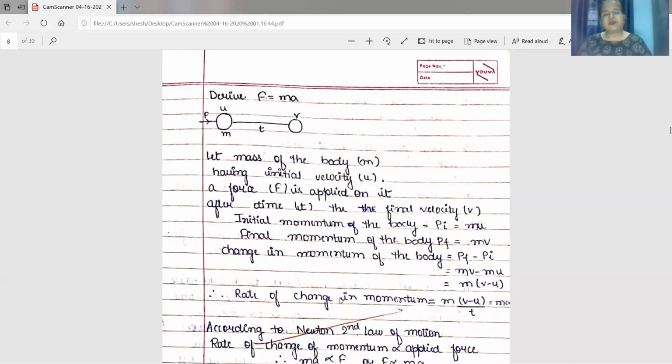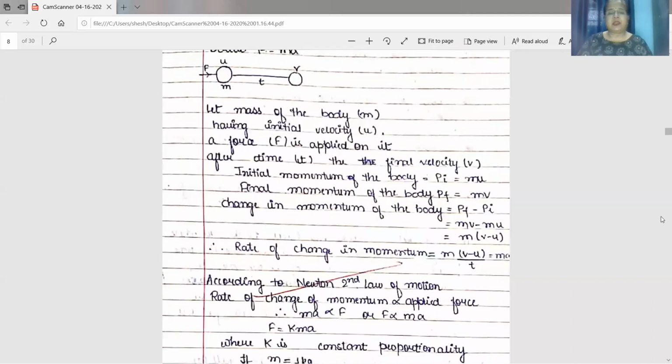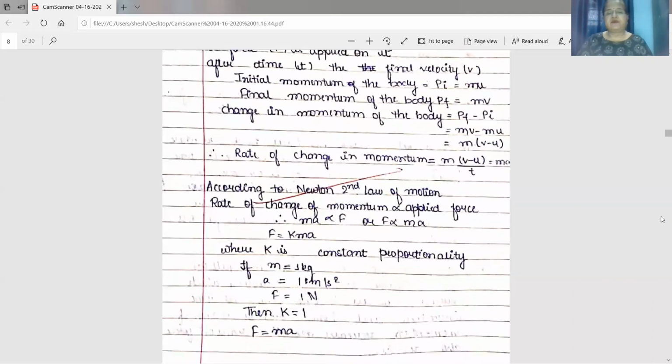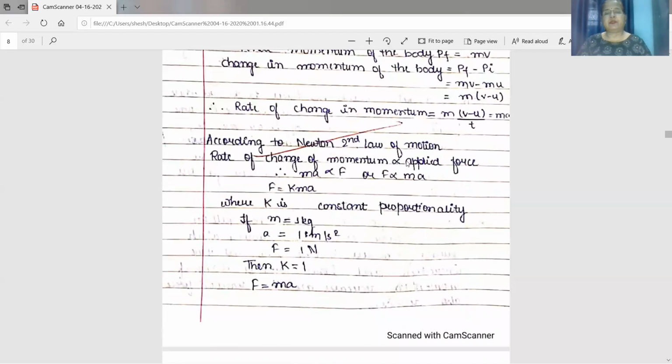Now what is the rate of change in momentum? Rate means divided by time. This is equal to m(v minus u) by t. But (v minus u) by t is a. So you are getting rate of change in momentum equals ma. According to Newton's second law of motion, rate of change in momentum is directly proportional to applied force. Here the applied force is F. So ma is directly proportional to the applied force, that is F.